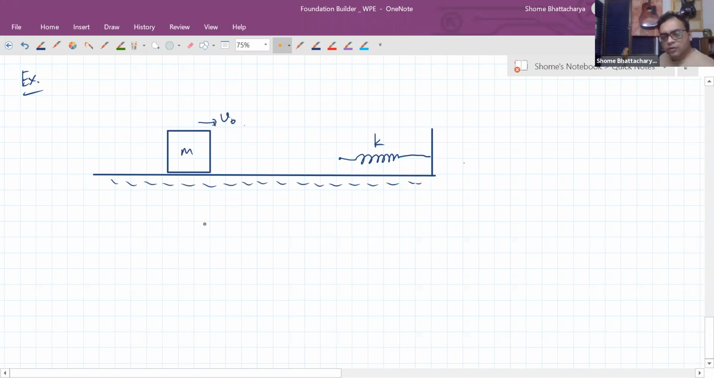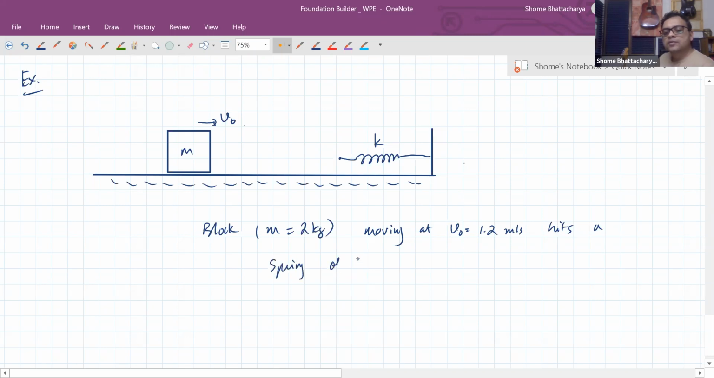So a block of mass, let's say 2 kilograms, traveling at a speed of, let us say, 1.2 meters per second, hits a spring of spring constant, let's say 200 newtons per centimeter.